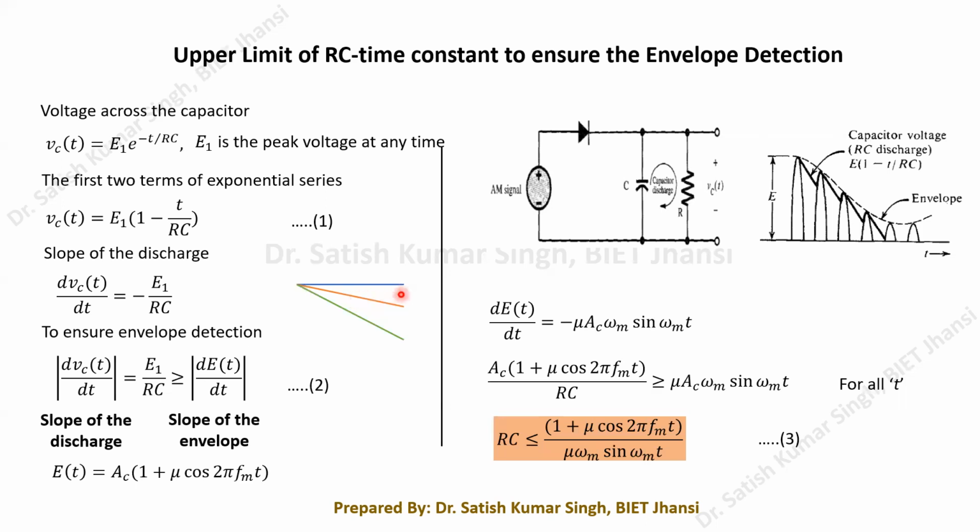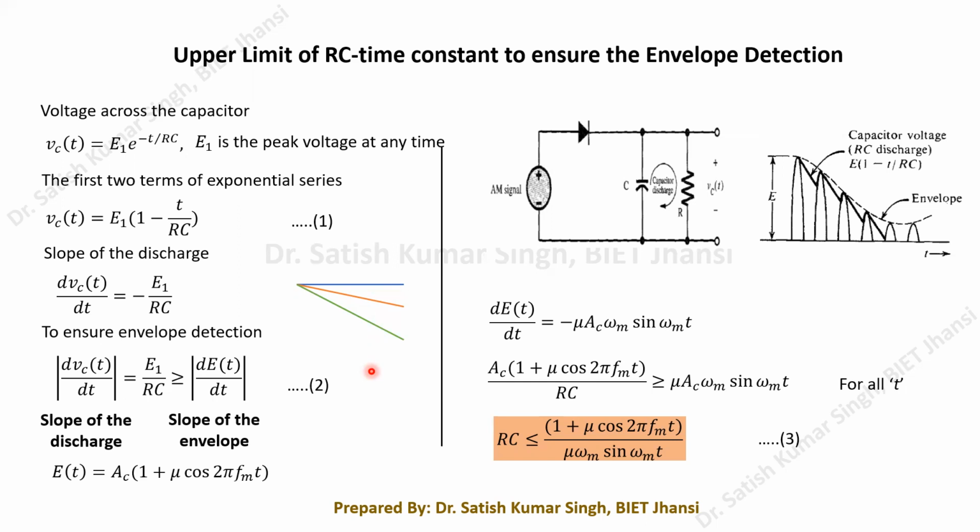Okay, so this orange line represents the slope of the envelope. So if it is greater than that, what will happen? That is a question. If this green line goes above this orange line, it means that the slope of the discharge is less than the slope of the envelope.